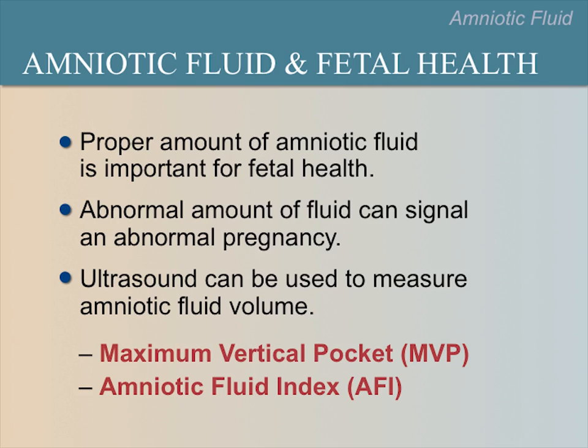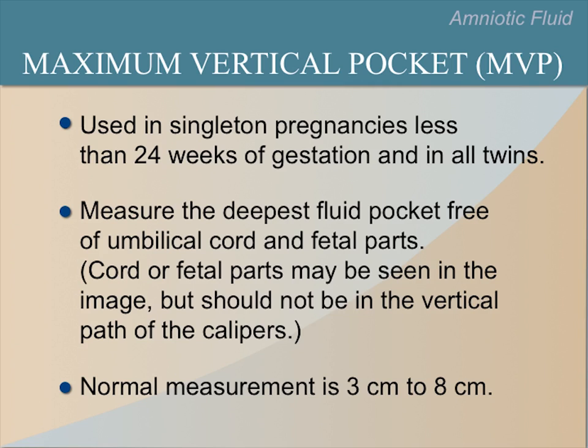There are 2 ways to measure amniotic fluid with ultrasound, which we will now discuss, called the maximum vertical pocket and the amniotic fluid index. We use the maximum vertical pocket method, or MVP, with singleton pregnancies less than 24 weeks gestational age, or when twins are present. To find the MVP, locate the largest pocket and measure its vertical height. If there are twins, we measure the largest pocket for each twin.